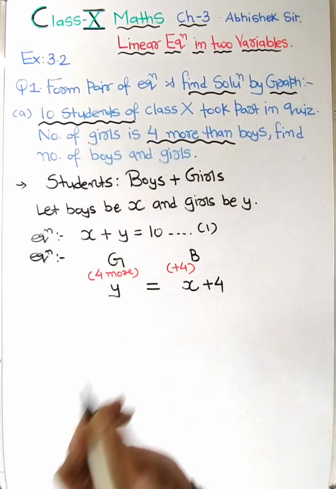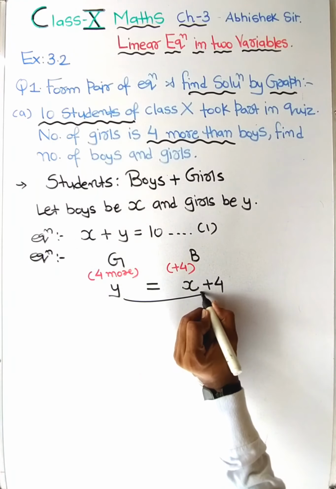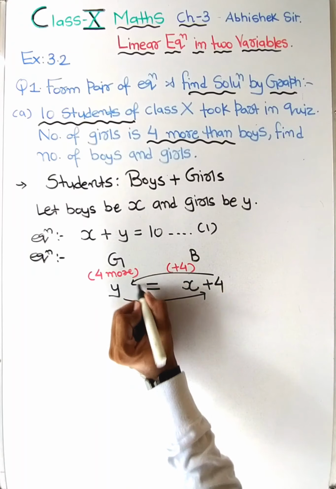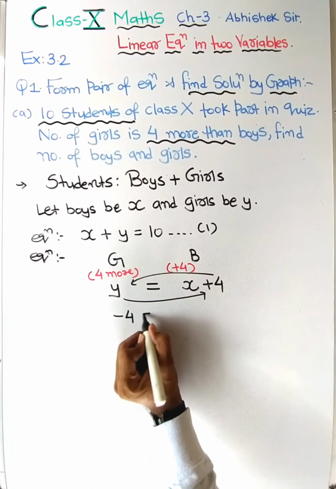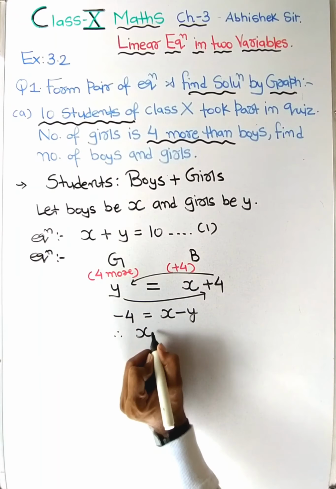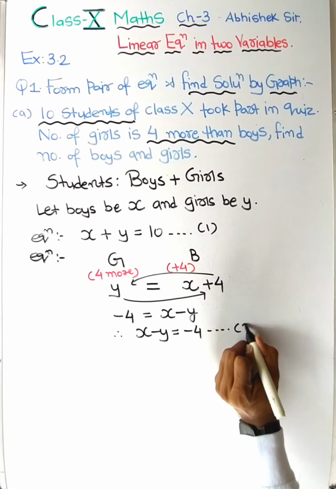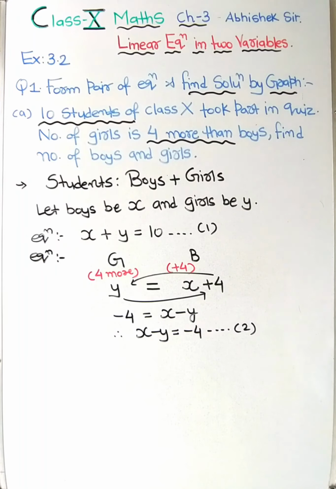Let us convert it into normal form. So Y will be on this side and 4 you give on this side. That becomes minus 4 equals X minus Y, or X minus Y equals minus 4. This is our second equation.